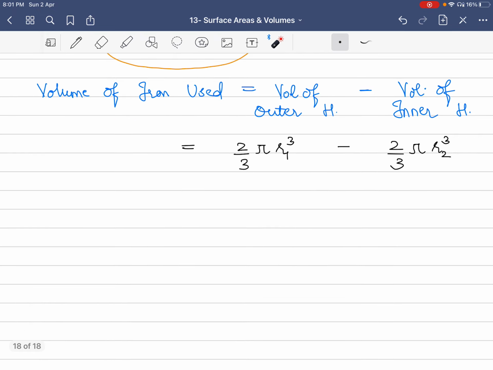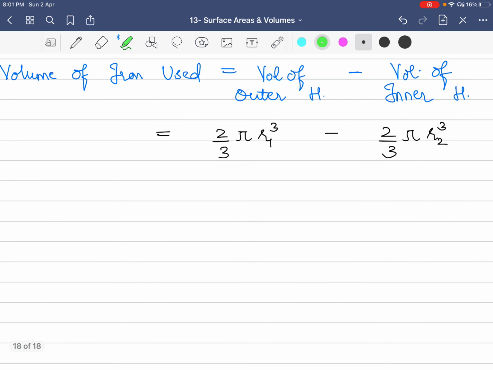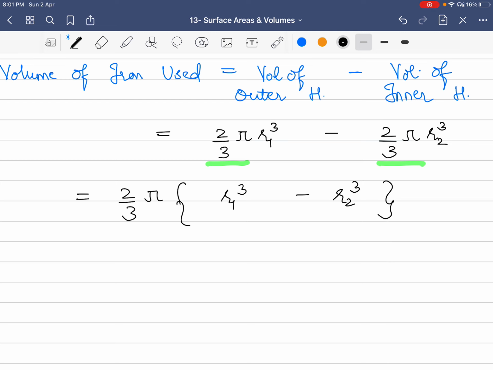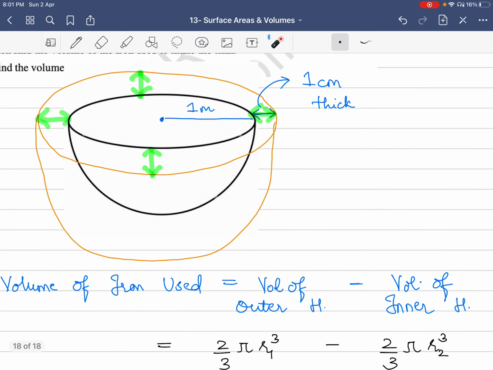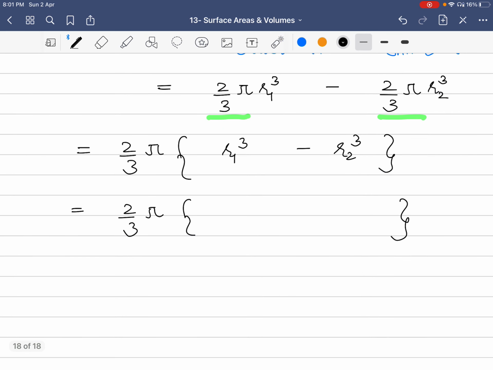Let us first take these common elements outside, so our calculations become simple. This is equal to 2 by 3 pi, which is common, times r1 cube minus r2 cube. Quite simple. Let pi remain as it is, and first we'll figure out the inner brackets. R1 is nothing but the radius of the outer hemisphere, 1 meter plus 1 centimeter, which is equal to 1.01 the whole cube.